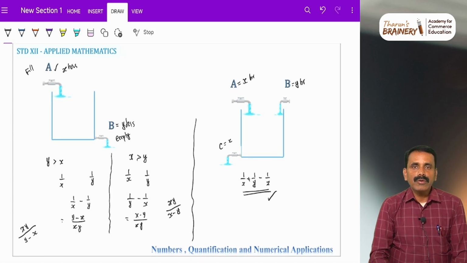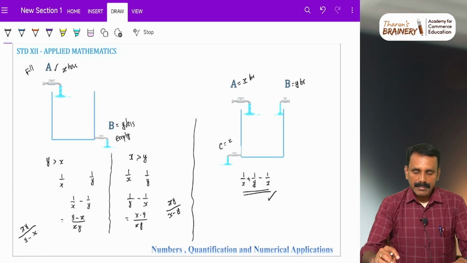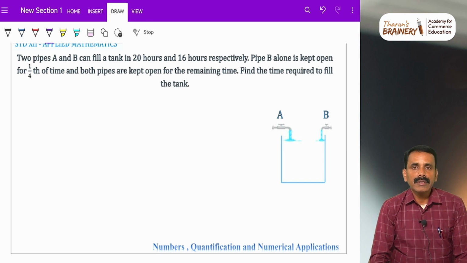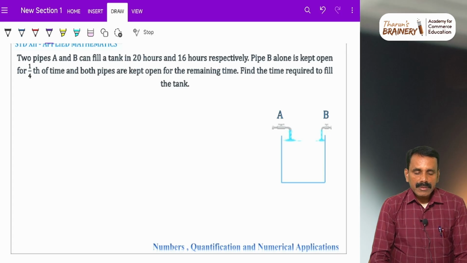So, in this session we are going to do problems of this similar type. In this session we are going to see the problems with a different category. Okay. Now, see this question.